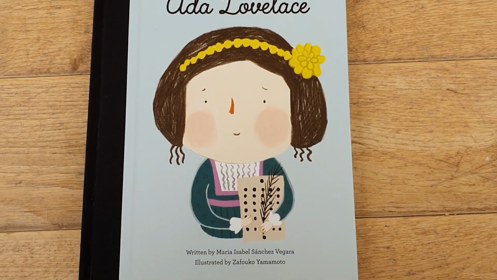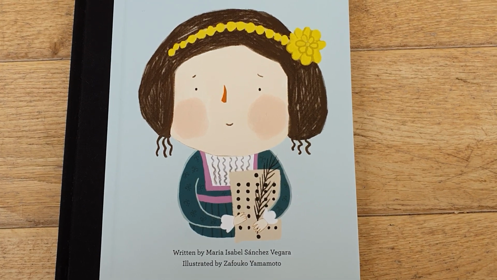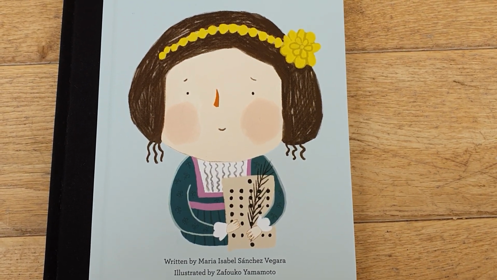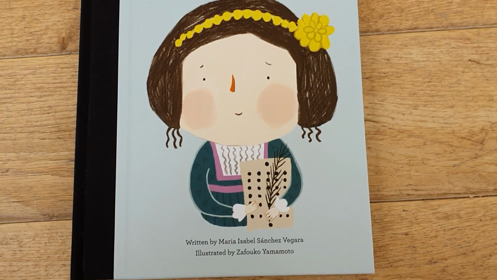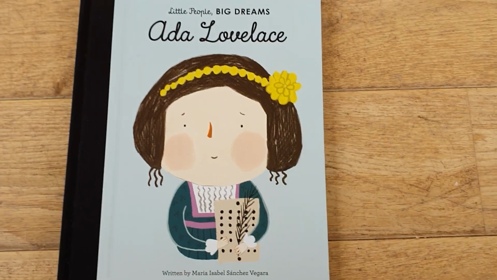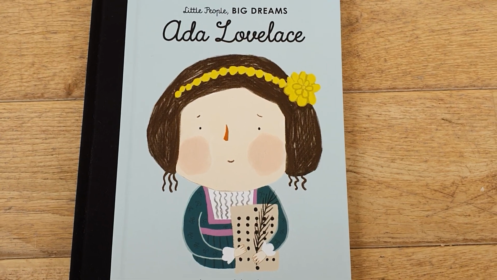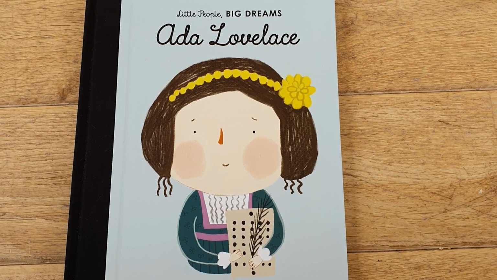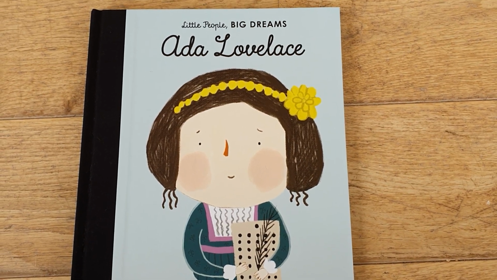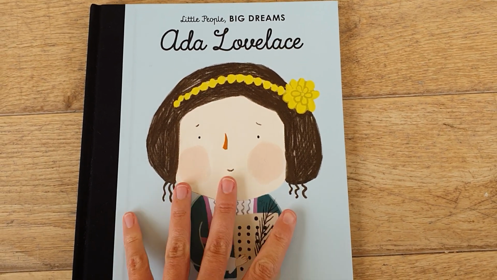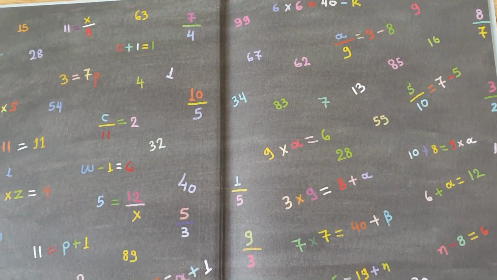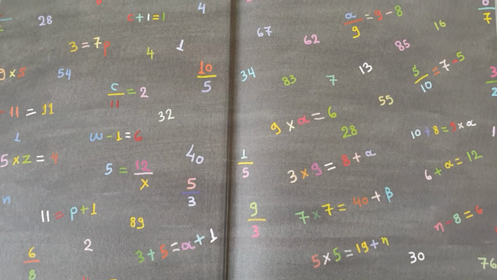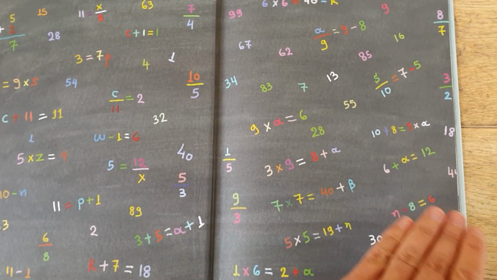The book today is written by Maria Isabel Sanchez Vergara again, and illustrations are by Zafuko Yamamoto. Very, very pretty illustrations. Once again, at the back, there is a longer biography about Ada. I will read it, so if you're interested, keep listening at the end. Ada Lovelace. The end page is full of sums there, which is a hint as to what is in the story.